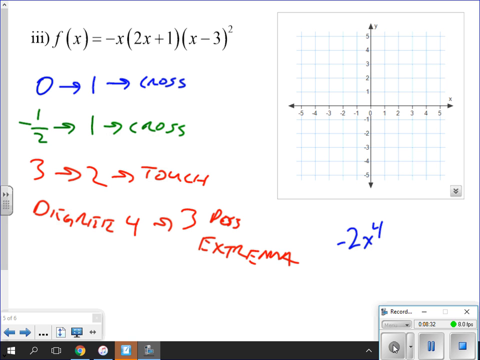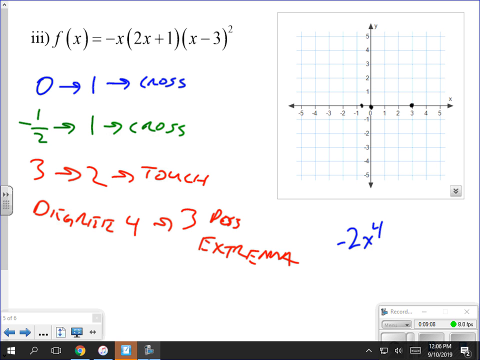So I know at 1, it crosses. At -1/2, it crosses. And at 2, it touches. Well, if at 2 it touches and it has to come down this way... Sorry, 3 it touches. My bad. I looked at the wrong row of numbers. So 0, -1/2, and 3.